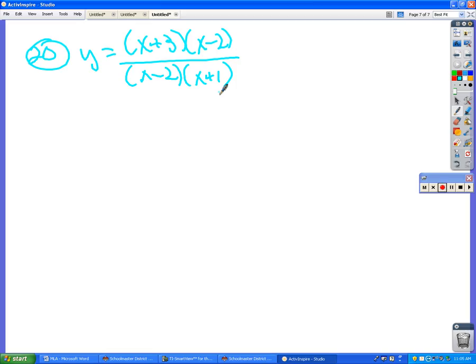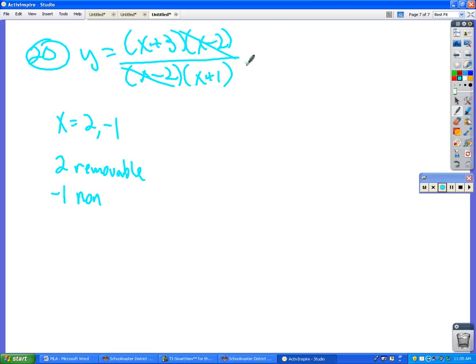Cancel. And it's removed. It is a discontinuity at 2 and negative 1. Negative 1 is non-removable, and 2 is removable. That's how I know that the 2 is removable, because I can cancel it. I removed it. Is that why it's removable? Yeah, because I can remove it by canceling.